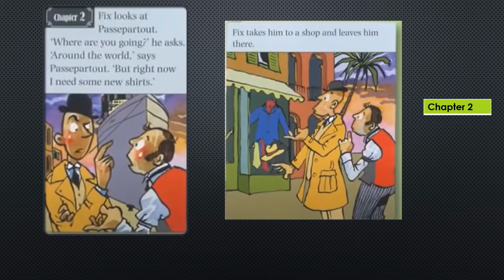Chapter 2. Fix looks at Passepartout and asks, "Where are you going?" Passepartout says, "I am going around the world, but right now I need to buy some new clothes." Detective Fix takes him to a shop and leaves him there. So this is where the detective meets Passepartout for the first time. Please take a note of all the characters, students, and all the dates, because the dates and the characters are very important.